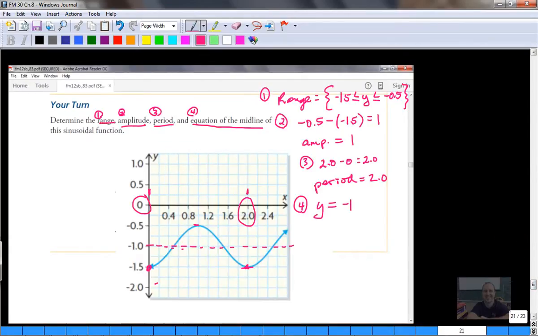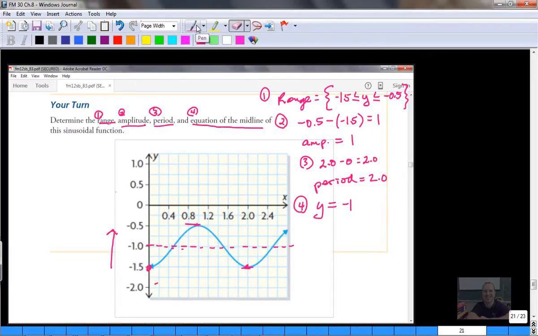All right. So for your turn here, this is what you should have come up with. First of all, range. Range, the maximum point is here, -0.5. The minimum point is -1.5. So the range goes from -1.5 all the way up to -0.5. See that? That's why the range is written here, -1.5 less than or equal to y, less than or equal to -0.5. Here's the minimum point. Here's the maximum point. Okay? Got that? For range.